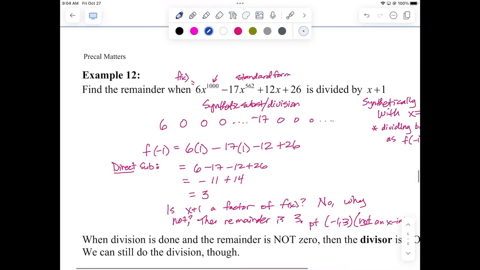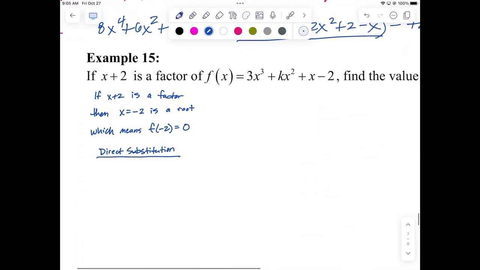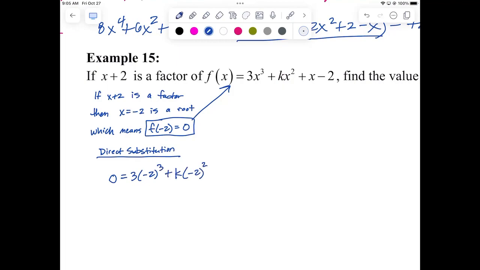That was on example 12. I did not want to plug in a negative 1 synthetically because that would have meant a lot of placeholder zeros. So I used direct substitution. Let's see what direct substitution would look like here. I'm going to use this fact to make that into a numeric equation. So I'm going to set f of x equal to 0, and plug negative 2 in for x. So I get 3 times negative 2 cubed plus the unknown k times negative 2 squared plus negative 2 minus 2. Does everyone see what I'm doing there? I'm plugging a negative 2 in for x, and setting it equal to 0, because x plus 2 is a factor, so x equals negative 2 is the root.